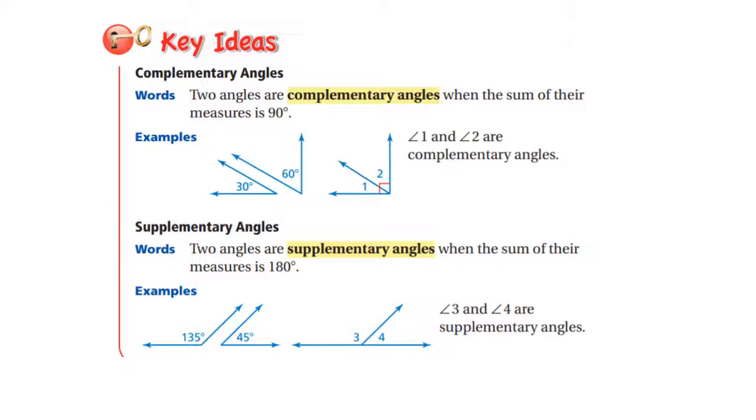In the next one, you see supplementary angles. They don't have to necessarily be connected or adjacent, but as long as the measures add up to 180 degrees, then they are supplementary. And certainly in that second image, angles 3 and 4 are adjacent. They form a straight angle, and they are supplementary. So their sum is 180 degrees.